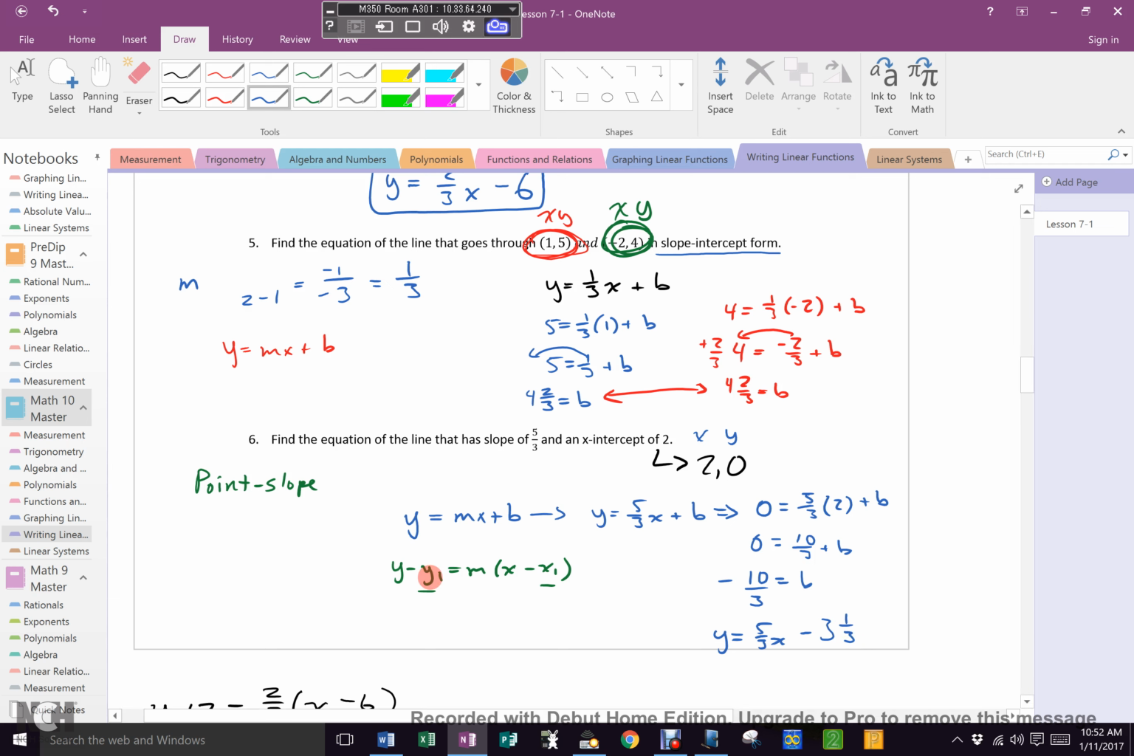What would go in for this y1? 0. So y, right, equals m 5/3 x. What would go here? Minus 2. And you're still done. These are the exact same thing. Is everybody good? What's the key? X and y can go anywhere you see an x and y in any form you have. Right?